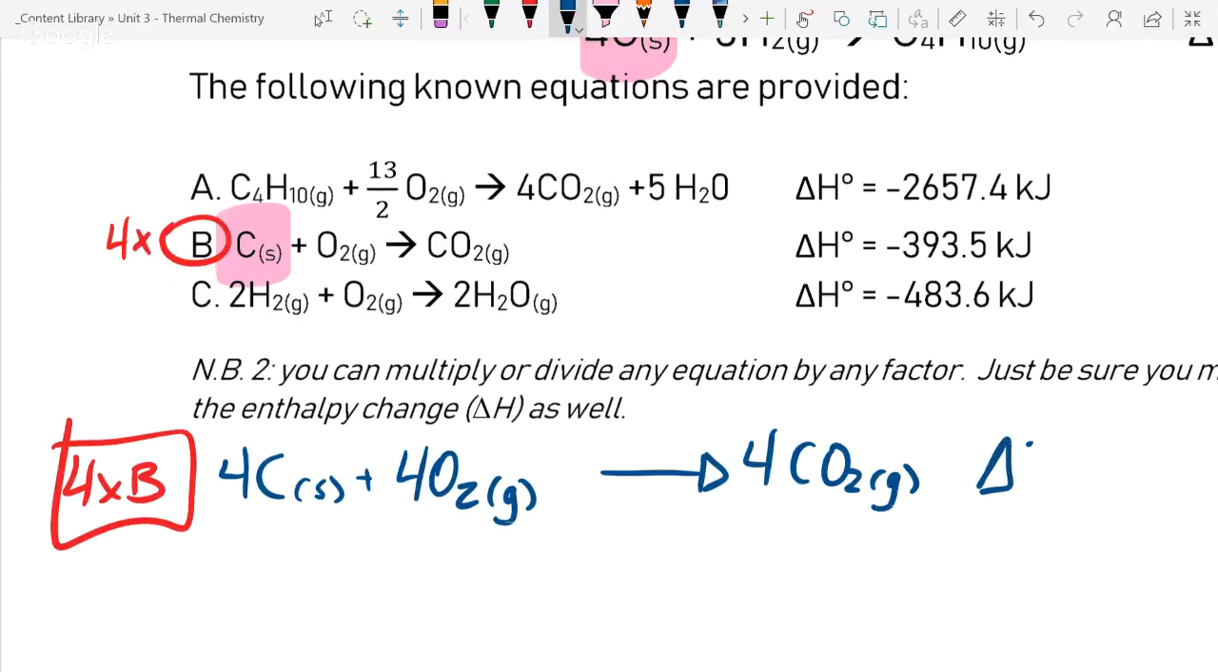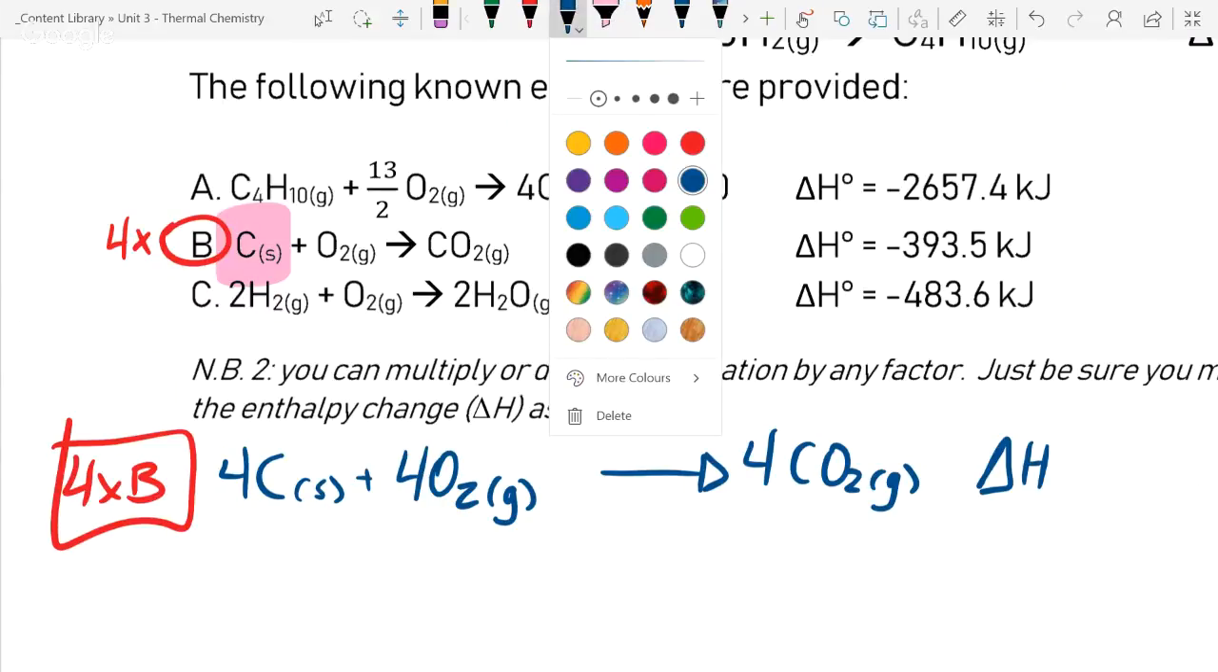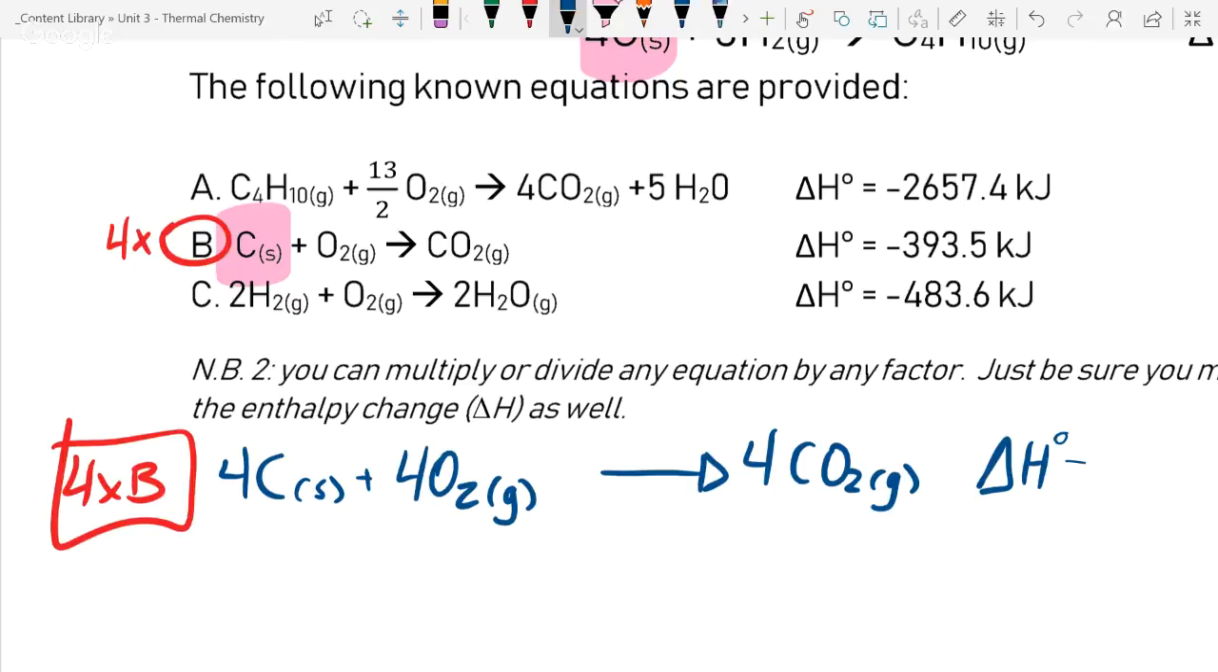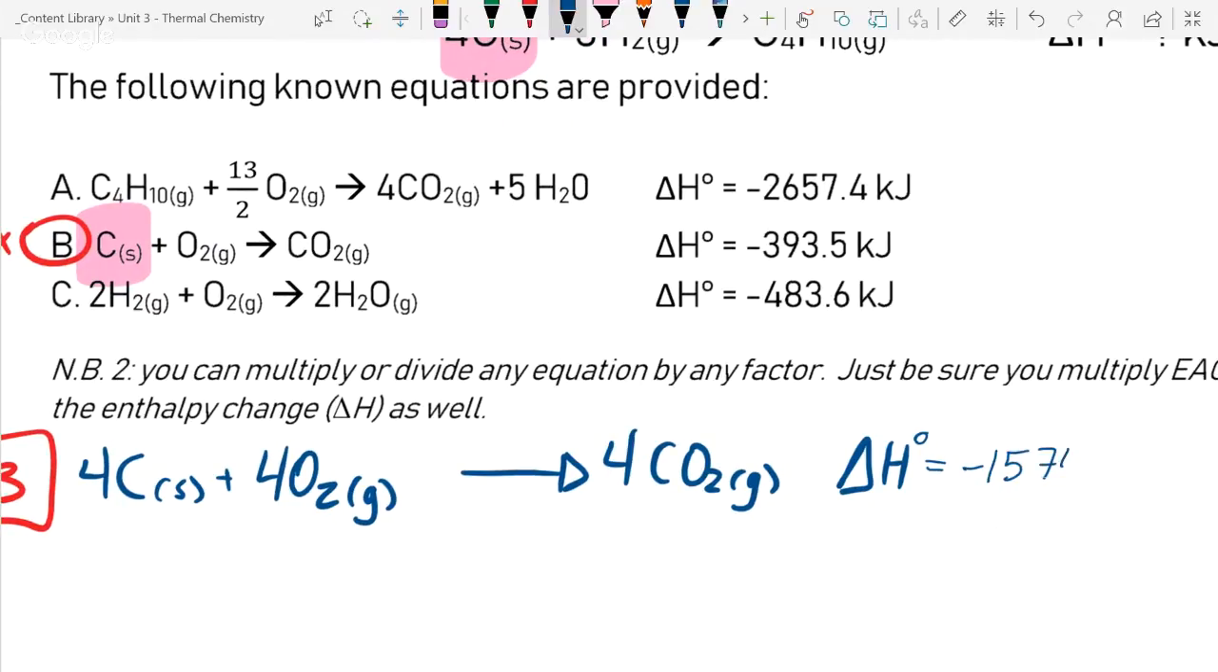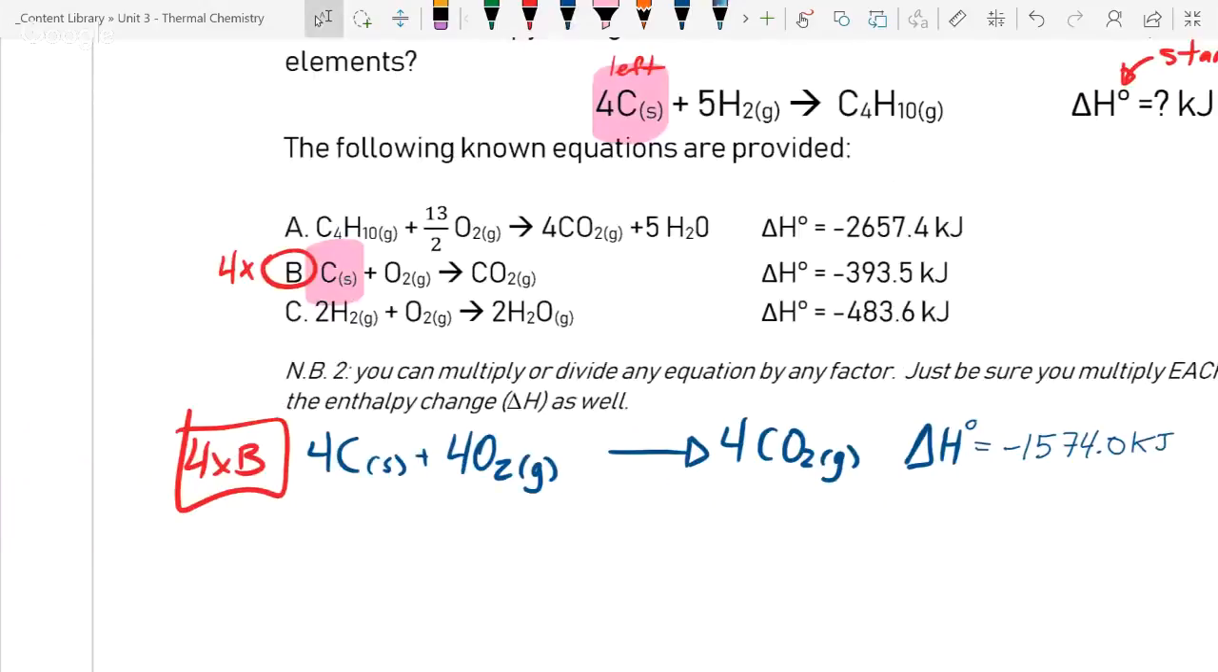And can somebody please tell me what the delta H for that will be? Negative 1574, and that's 0.0? Yep. Perfect. Questions about that? Does that make sense? Why did I quadruple everything? Because that way you have enough hydrogen. That's right.